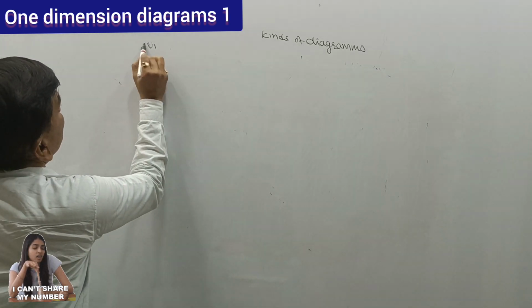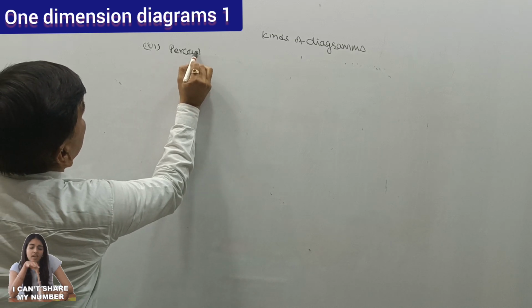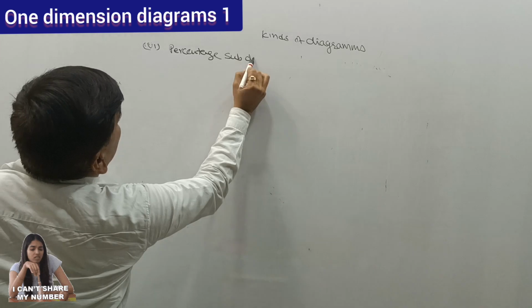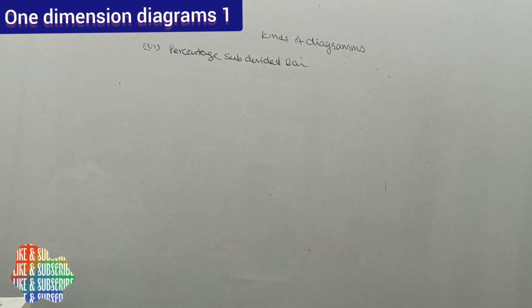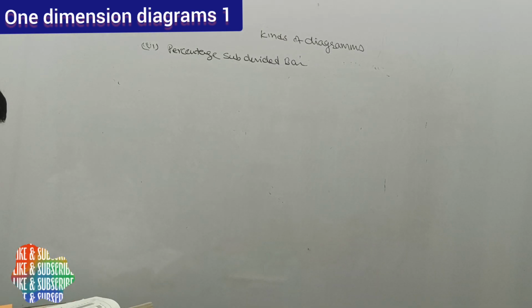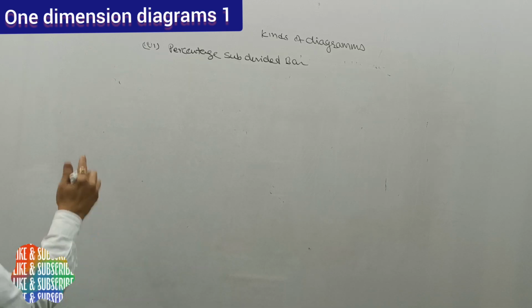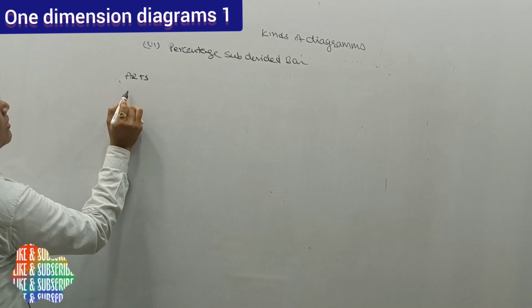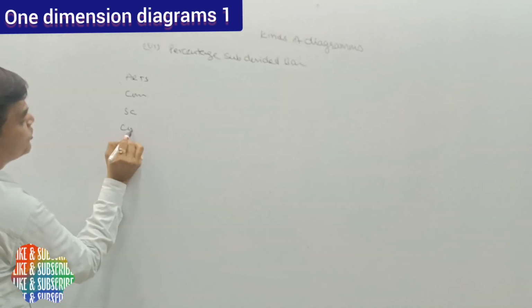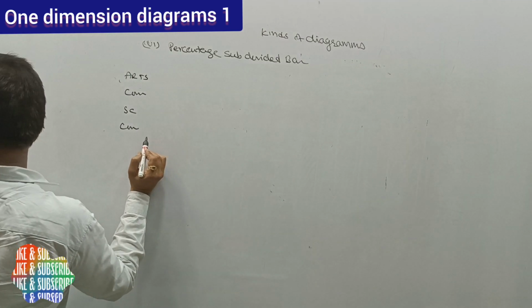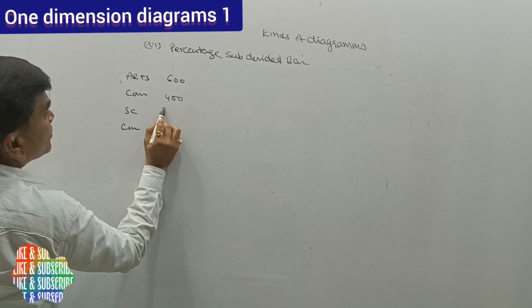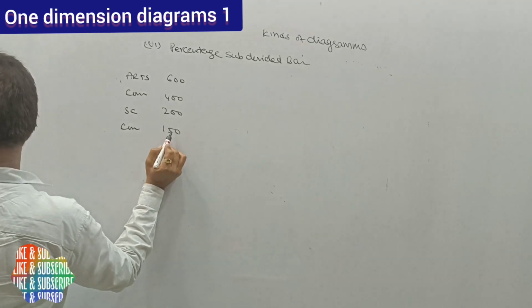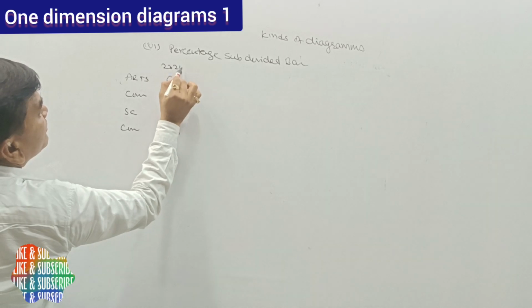Next one, number 6, percentage subdivided bar diagram. If the percentage is given, there also we can have the diagram. Suppose in arts, commerce, science and computer, the students are 600, 400, 200 and 150 in 2021-22.